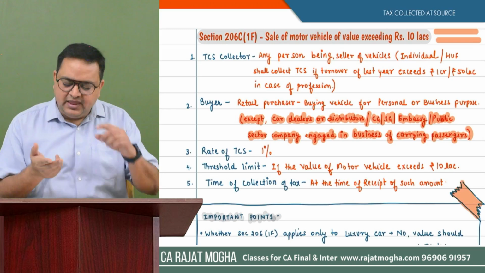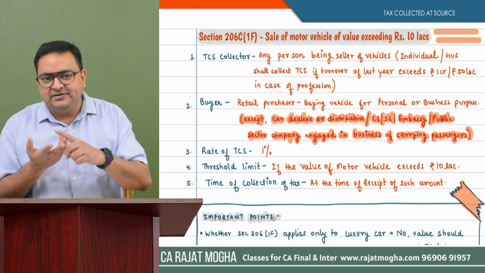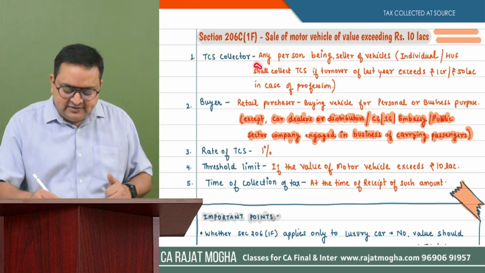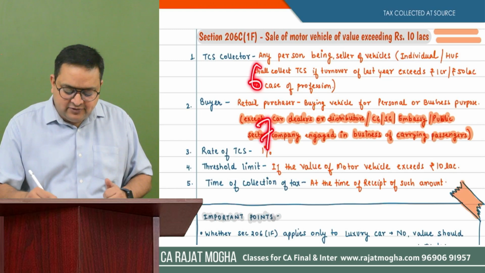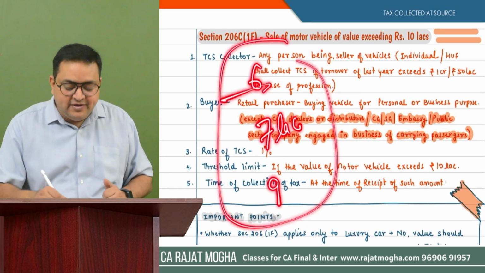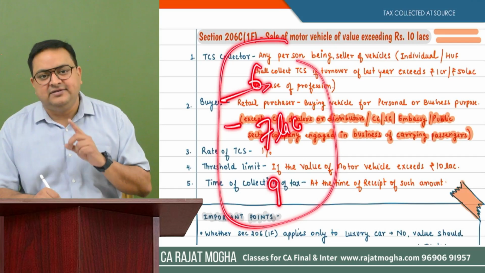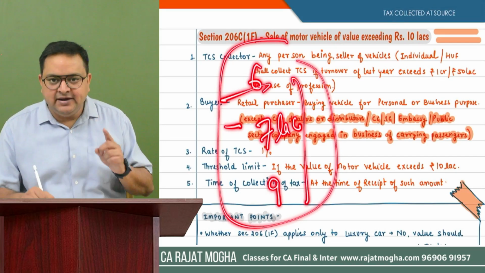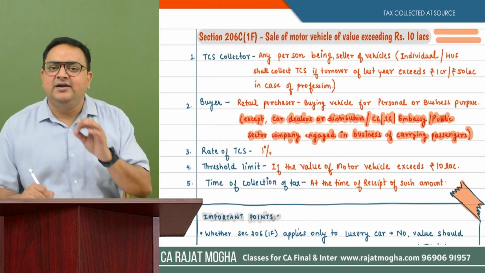If you purchase three cars, one car value is, let's say, 6 lakhs, the other car value is 7 lakh, the third car value is 9 lakh. Should we aggregate it together? No, we have to see each individual car separately. So we don't have to aggregate it. Please see each and every car separately.